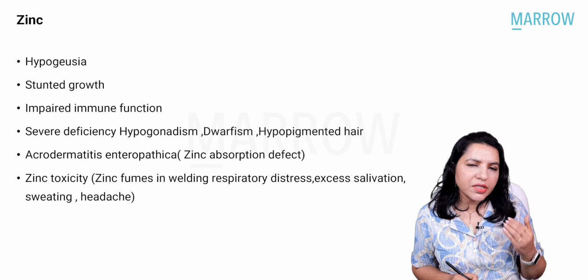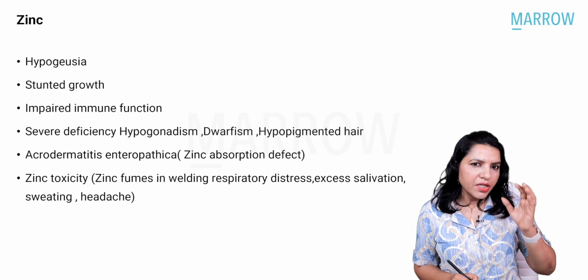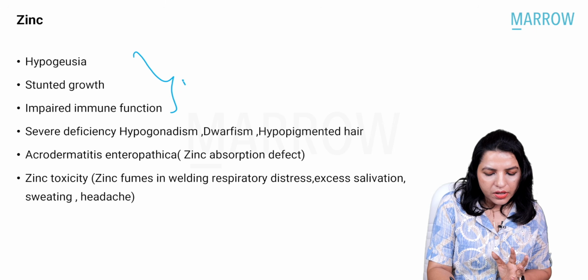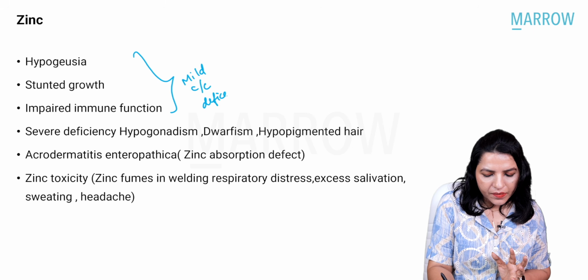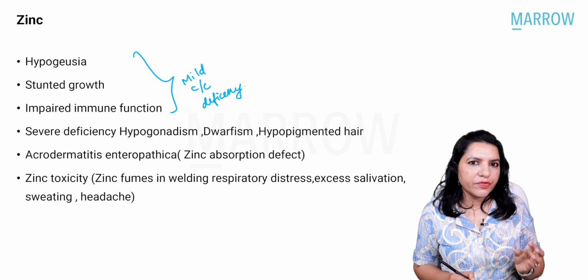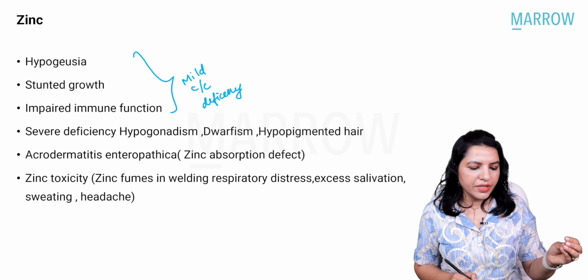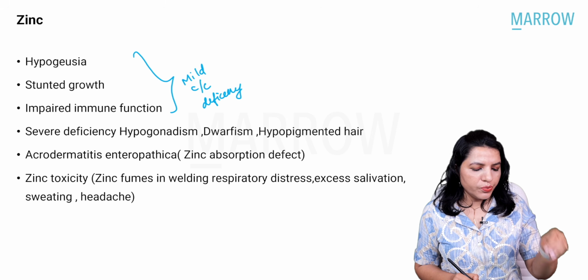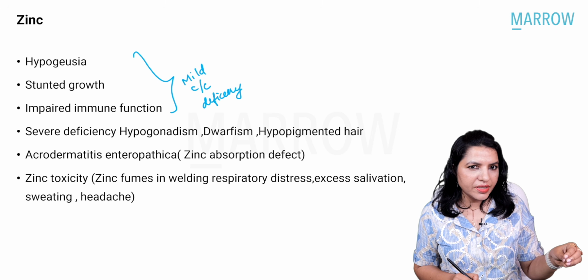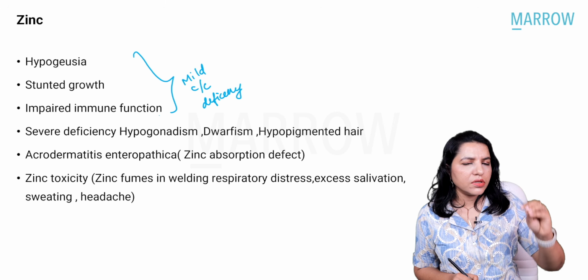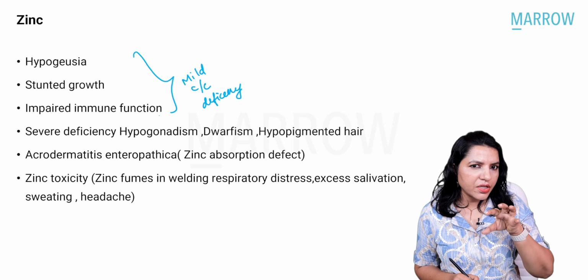Then coming to zinc, that was a question asked. These are all defects of a mild chronic deficiency. If there is a mild chronic deficiency, it affects the taste sensation. That is called hypogeusia. Hypogeusia. Then growth is stunted and immune functions are impaired. So this is the mild chronic deficiency.